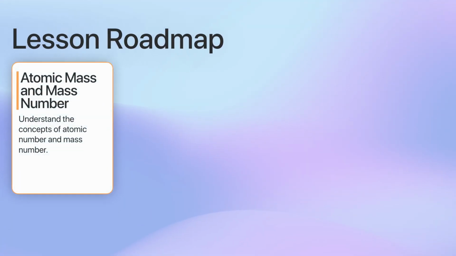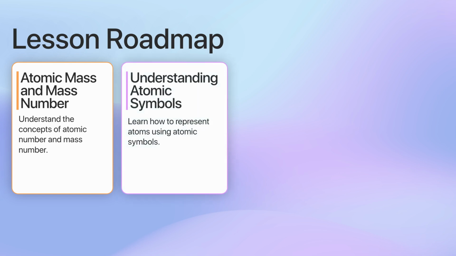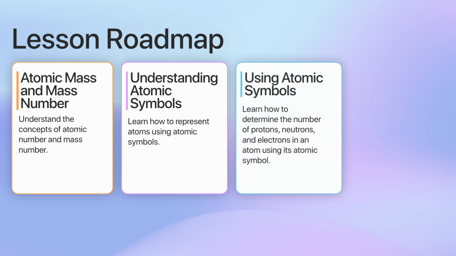In today's lesson, we will aim to understand the concepts of atomic number and mass number. We will also learn how to represent atoms using atomic symbols. Finally, we will use this new knowledge to learn how to determine the number of protons, neutrons, and electrons in an atom using its atomic symbol.